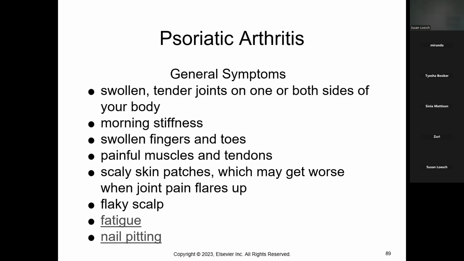So, signs and symptoms of psoriatic arthritis are going to be swollen, tender joints in one or both sides of the body, morning stiffness, swollen fingers and toes, painful muscles and tendons, scaly skin patches that can get worse, and a flaky scalp. Also, fatigue and nail pitting.